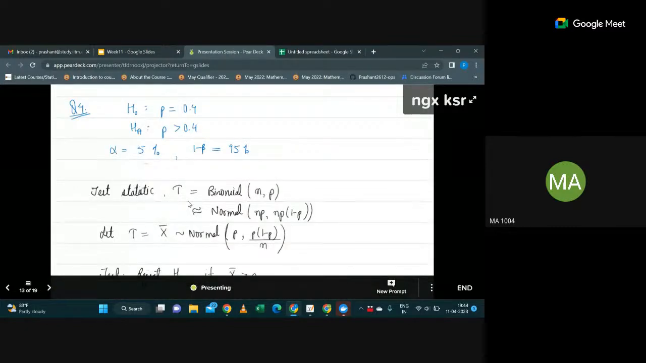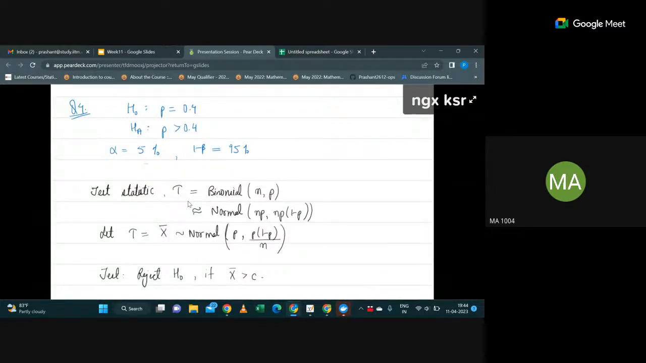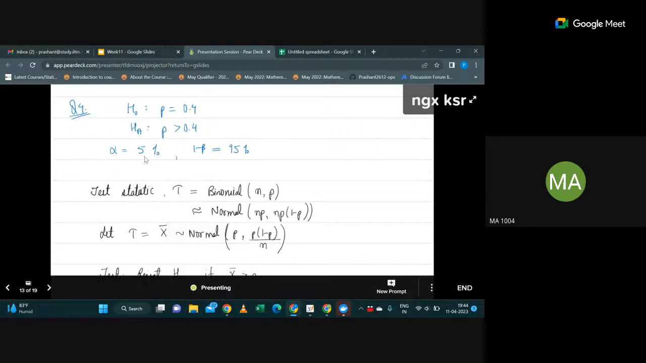See, H naught is proportion is 0.4 and alternative is greater than 0.4. Now, in the question, it says alpha is 5% and power of the test is 95%. Now, X is binomial n comma p. So the sample proportion will be what? X bar is the summation of Xi by n, right? Yes, sir. So it will be normal with mean p and variance p into 1 minus p by n, right?